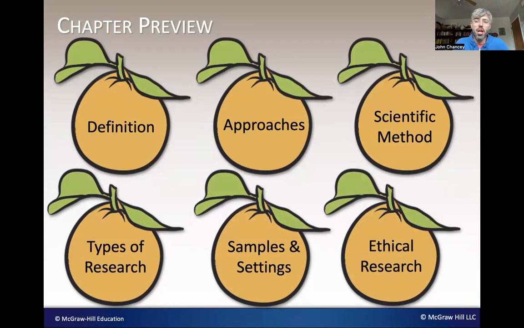We'll then explore, under that umbrella of the scientific method, the different types of research that psychologists conduct. We'll also talk about the settings in which they conduct research and the difference between samples and populations in terms of using individuals to participate in their research. And then finally, we'll wrap up with a discussion on the ethics of conducting research, both with human and non-human participants. So a lot going on here.